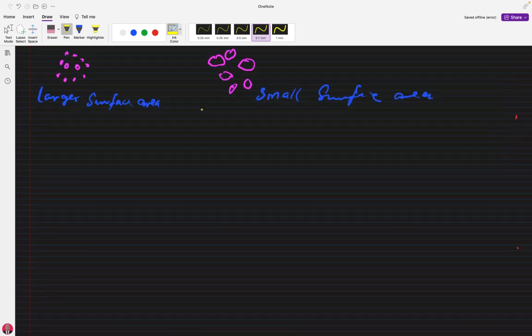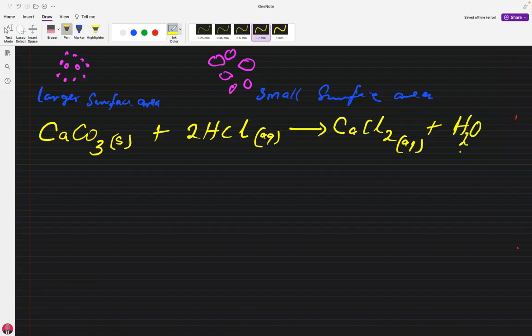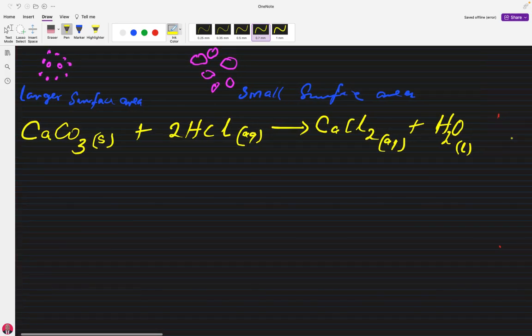I want to give an example of marble chips for this reaction. The example here is calcium carbonate, which is solid, plus 2HCl, which is aqueous. It will give you calcium chloride, aqueous, plus water, and then plus carbon dioxide that is being released, CO2.